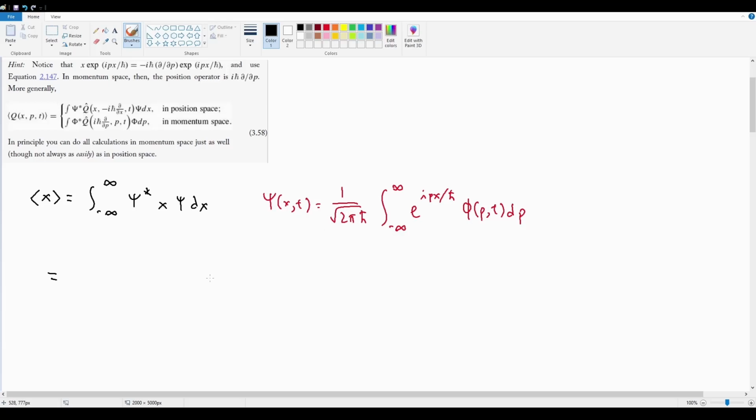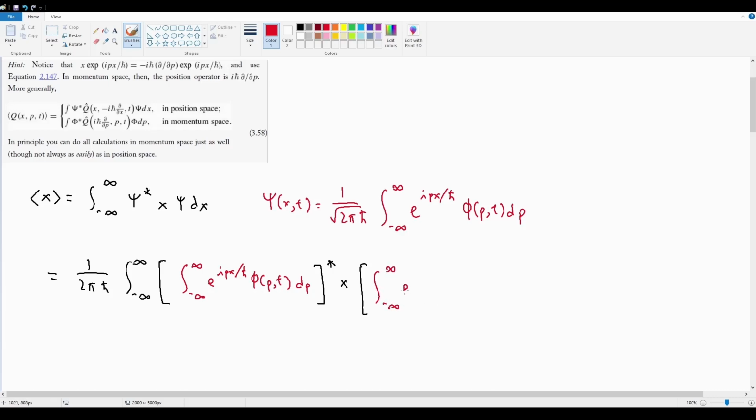Let's pull out the 1 over root 2 pi h bars, and that just turns into 1 over 2 pi h bar. We have an integral from negative infinity to infinity of our first integral, negative infinity to infinity of e to the power of ipx divided by h bar multiplied by phi of p comma t dp. Remember, this whole thing is going to be complex conjugated, and then we have our x in the middle, and then we have our standard one for the other, another integral from negative infinity to infinity of e to the power of ipx divided by h bar times phi of p comma t. I'm going to close this with dp, like that, and then I close this whole thing out with dx.